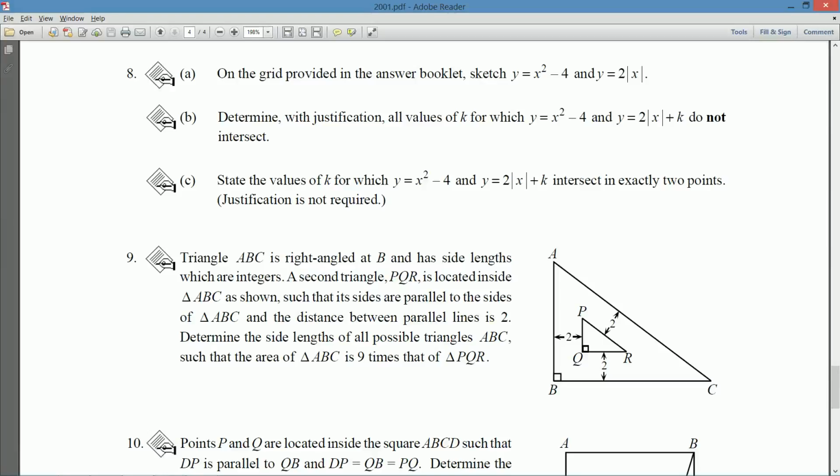Question 8a. On the grid provided in the answer booklet, sketch y equals x squared minus 4, so that's a parabola right there, and y equals 2 times the absolute value of x. Now, I don't have a grid provided in the answer booklet because I don't have an answer booklet, but I do have grid paper in my notebook, so I'm just going to draw myself a grid and graph this. And I'm going to go over the key points of graphing these two.